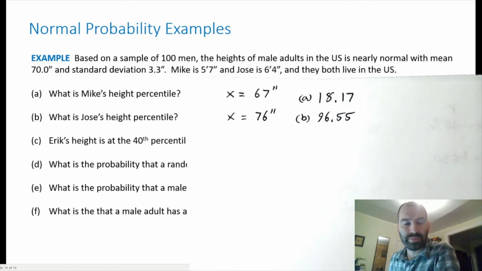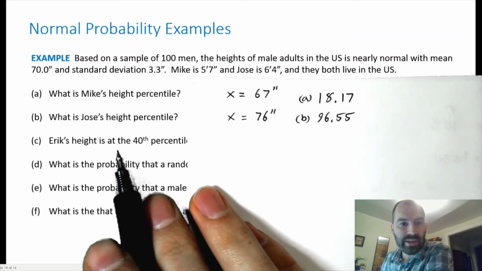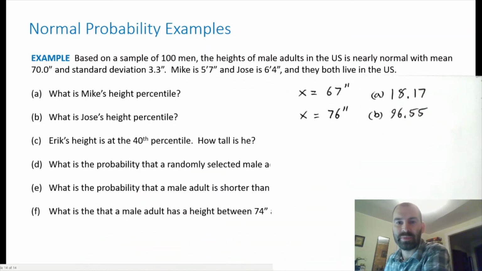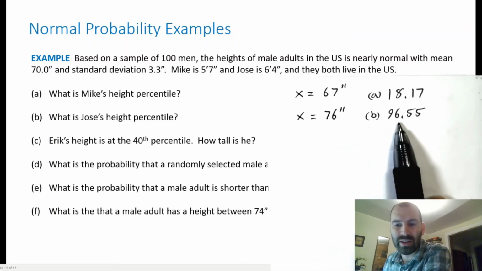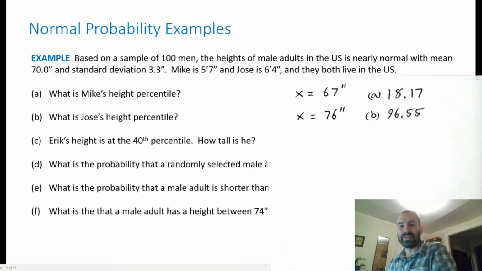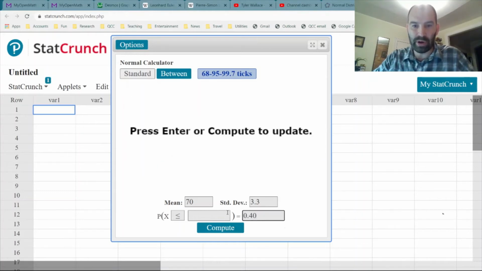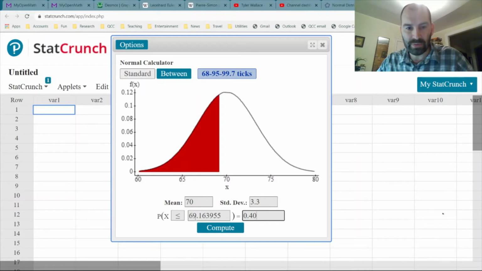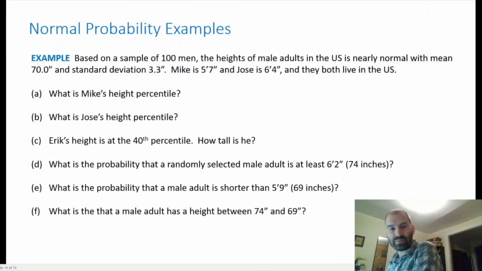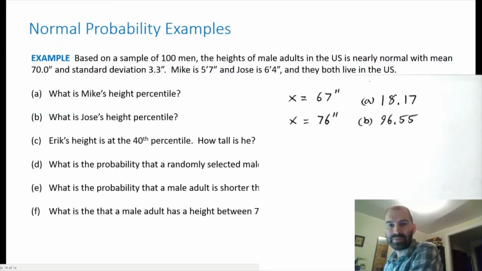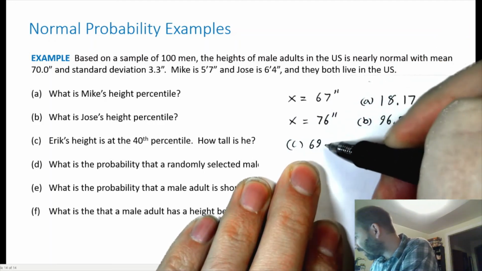96.55. That's the percentile. Okay, let's go to part C here. Eric's height is at the 40th percentile. How tall is he? So now they're doing this in reverse. They're starting with the percentile, and they're asking for the height. Well, we can just plug this into StatCrunch and have it do the reverse. So 40th percentile means that the probability of having a height less than him is 0.4. And if I hit enter here, it'll give me the height. 69.16. Those are the inches. So 69.16 inches is our answer here for part C.